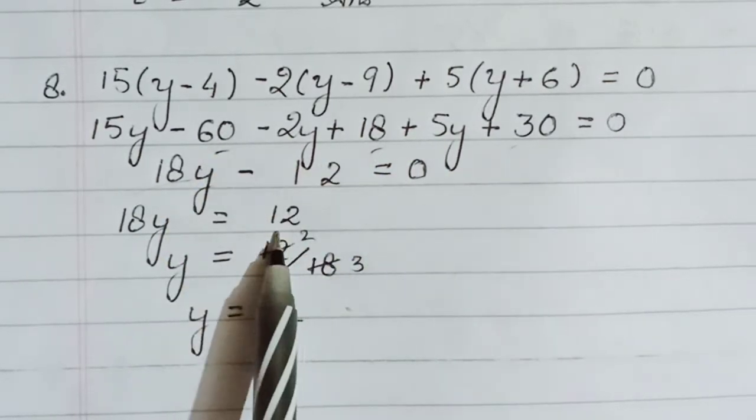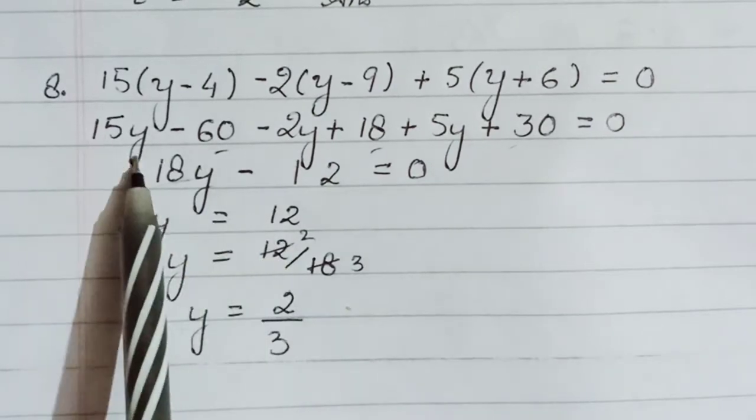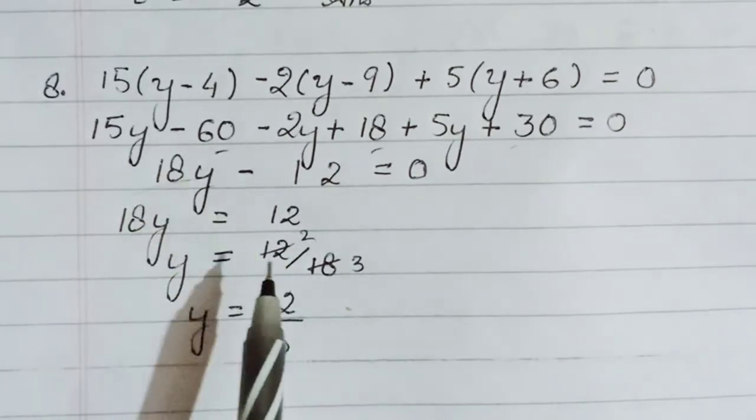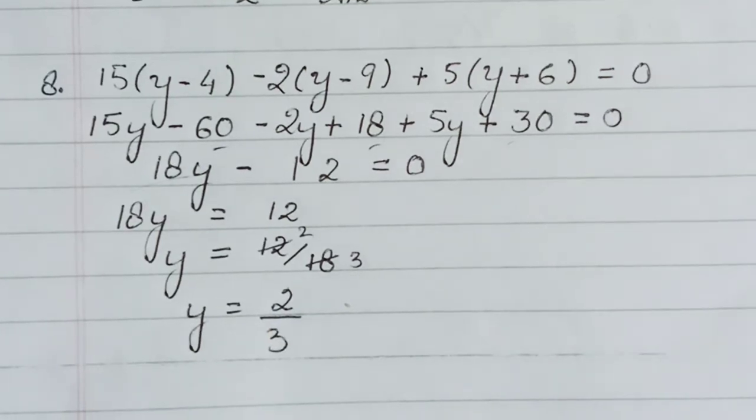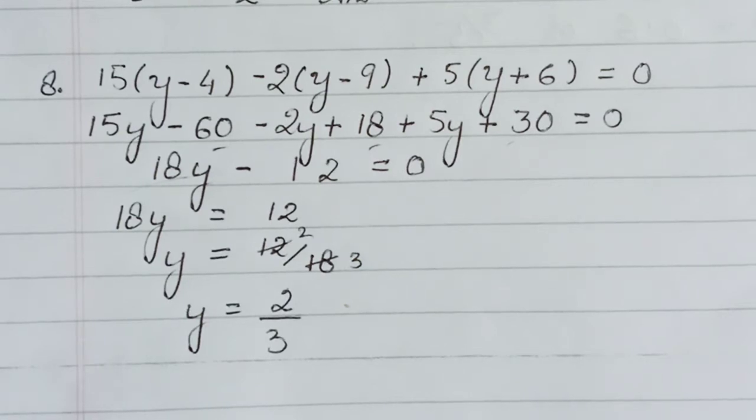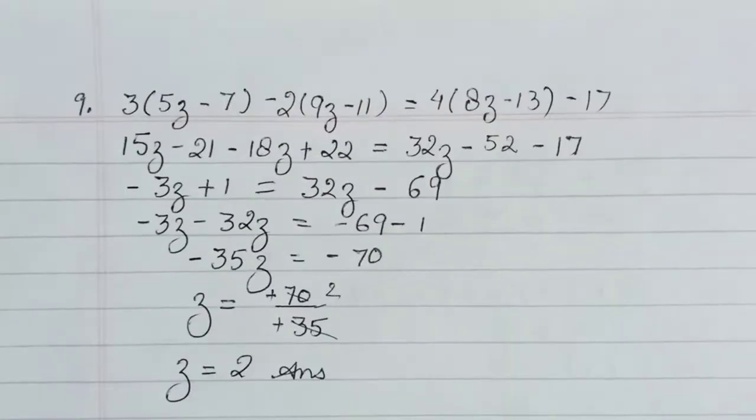Then this 12 taken to the other side becomes positive, and this was being multiplied, so it will come to the denominator. So 12 upon 18, both can be cancelled by 6 each. 6 2s are 12 and 6 3s are 18. So your y is coming as 2 upon 3.